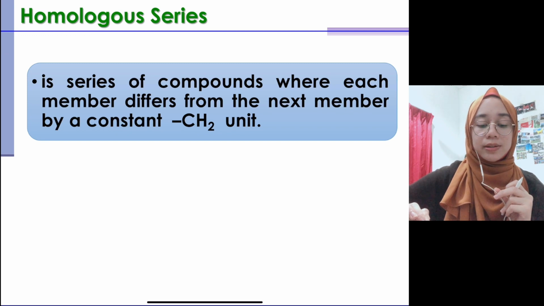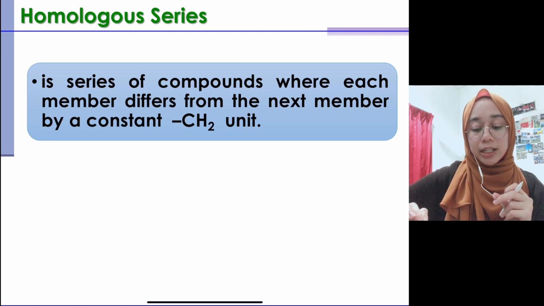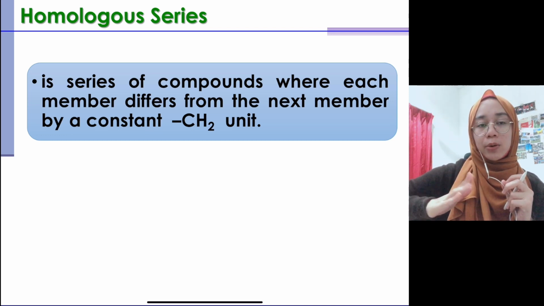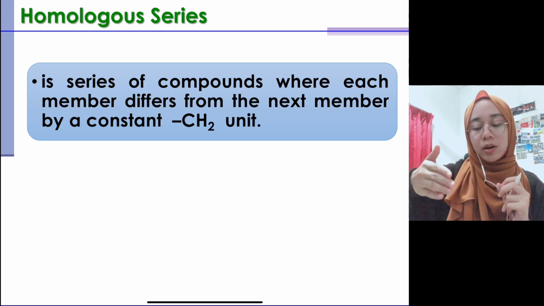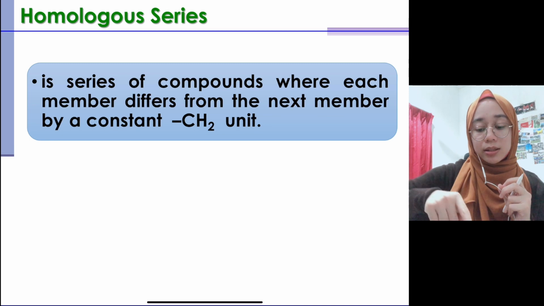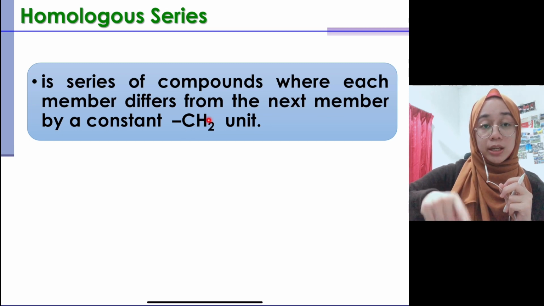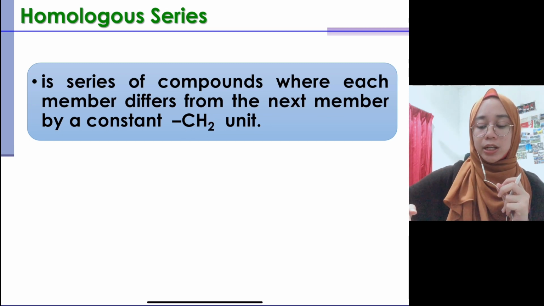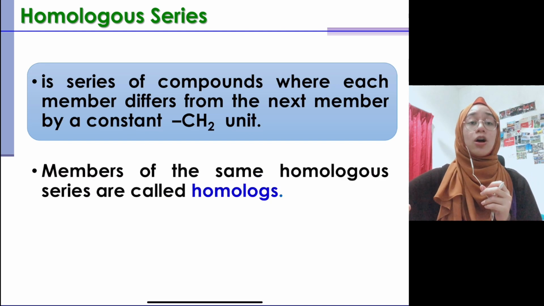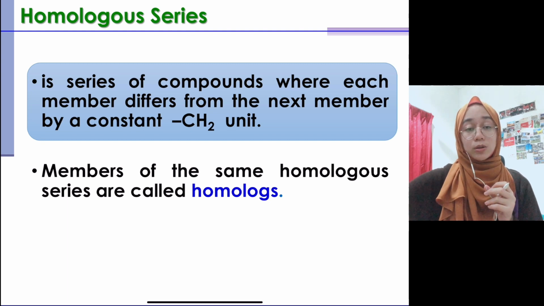Okay, and lastly, let's have a look at what is homologous series. Okay, so homologous series is a series of compounds where each member differs from the next member by a constant CH2 unit. Okay, so it is a series of compound whereby setiap member dalam series tersebut dia akan differ from one unit to another unit sebanyak CH2. Okay, constantly. Okay, so kita nak tengoklah apa benda sebenarnya ni. So members of the same homologous series, they are called as homologs. Okay, they are known as homologs to one another.